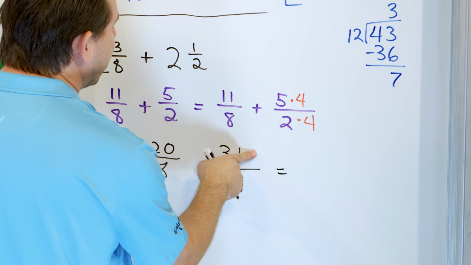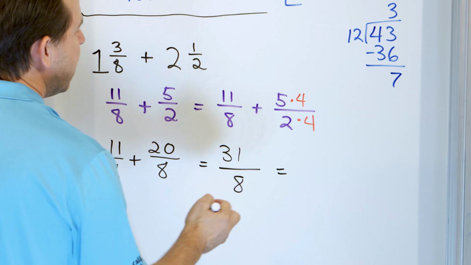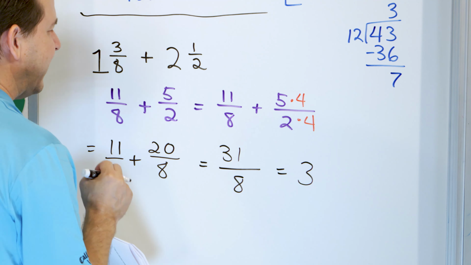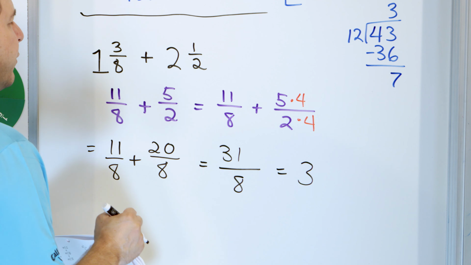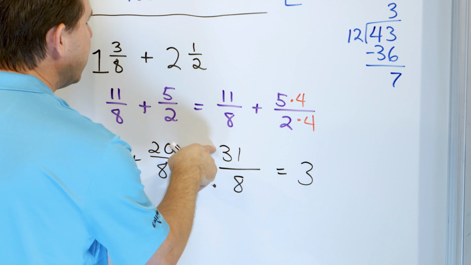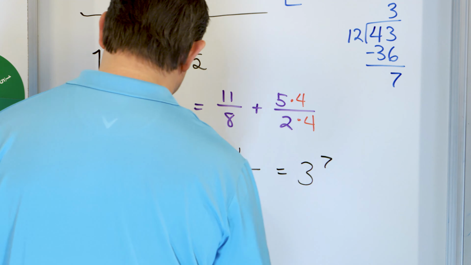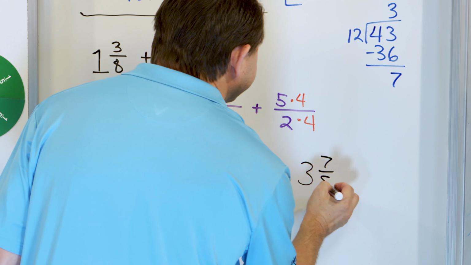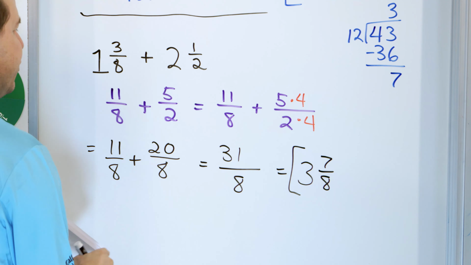8 times 4 is 32. That's too many times. 8 times 3 is going to go 3 times. 8 times 3 is 24. And when you take and find the remainder, 31 minus 24, you're going to get 7, right? And so you're going to get 7/8. Now I'm kind of doing some of this in my head. You could do the long division.